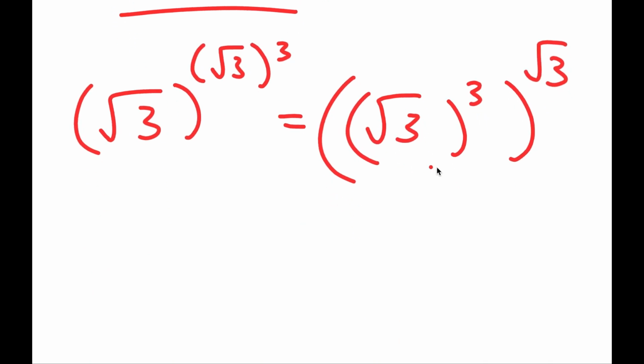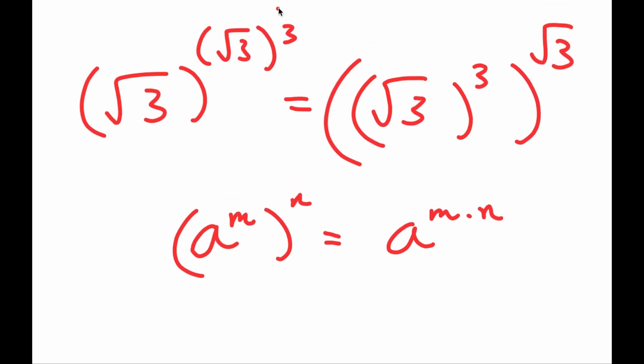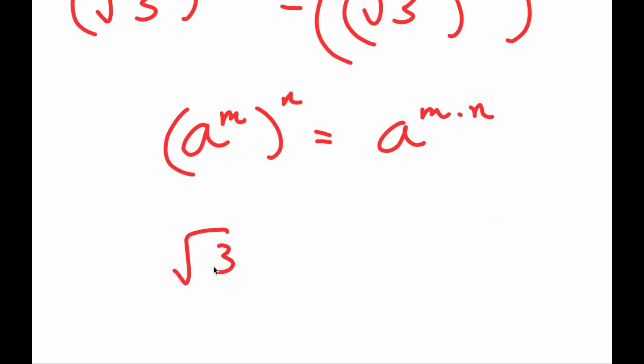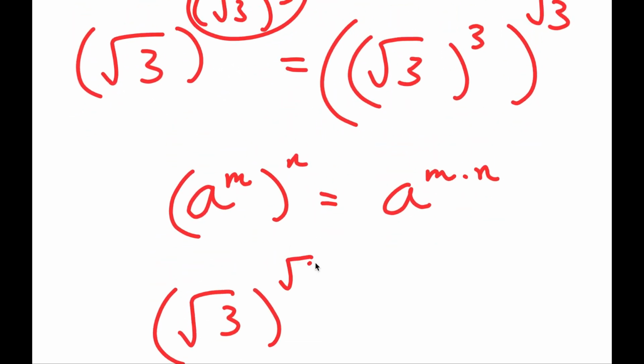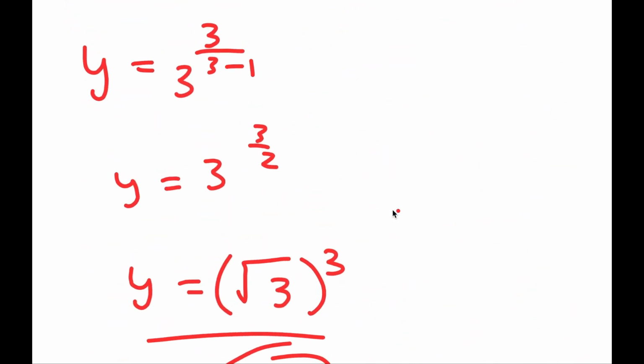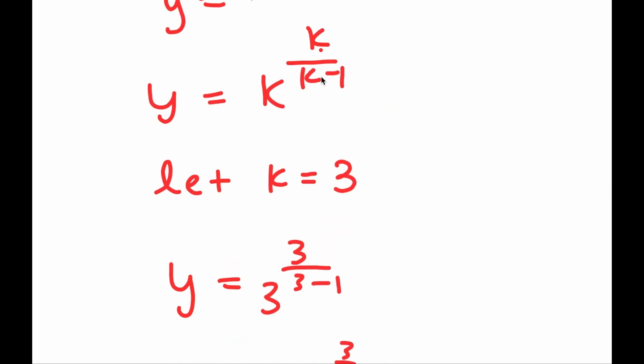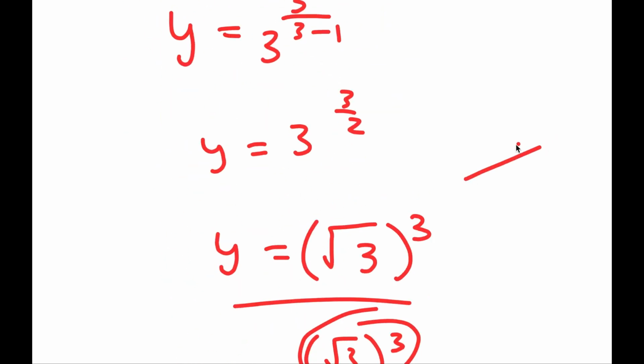So we can check if this is true by using the property a to the power of m to the power of n is equal to a to the power of m times n, meaning these two multiply. So I get the square root of 3 to the power of the square root of 3 times 3 is equal to the square root of 3 to the power of 3 times the square root of 3. So these two are equal to each other, meaning our value of x in relationship to y is true.